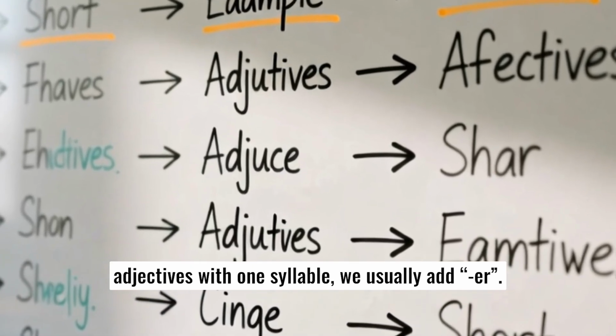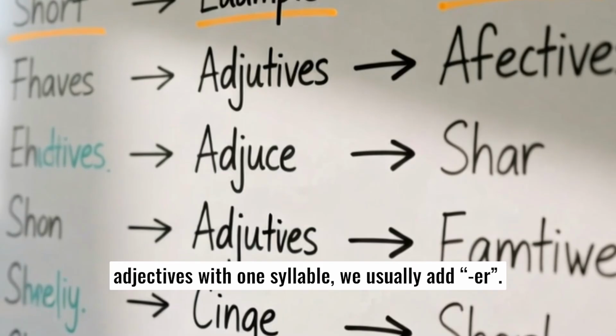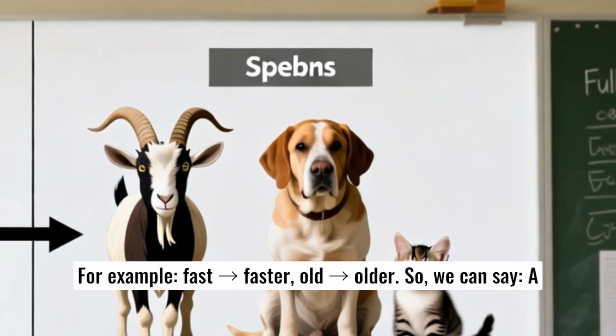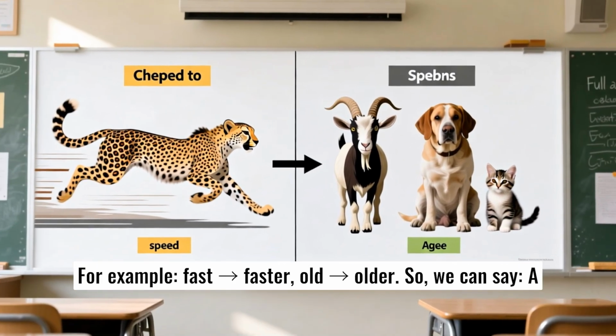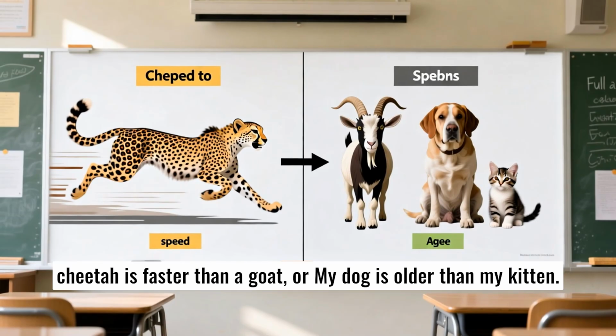For short adjectives with one syllable, we usually add er. For example, fast, faster, old, older. So we can say, a cheetah is faster than a goat, or my dog is older than my kitten.